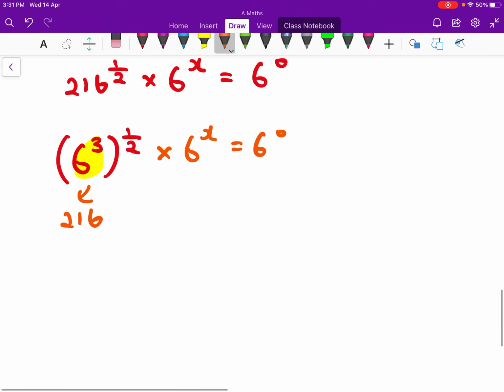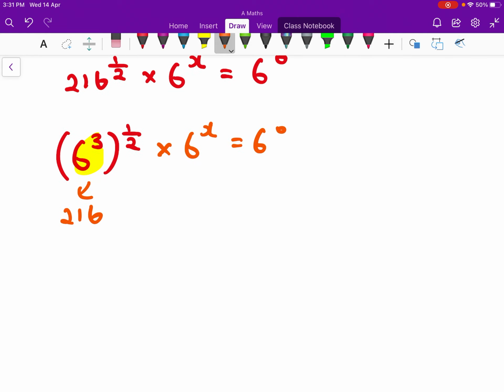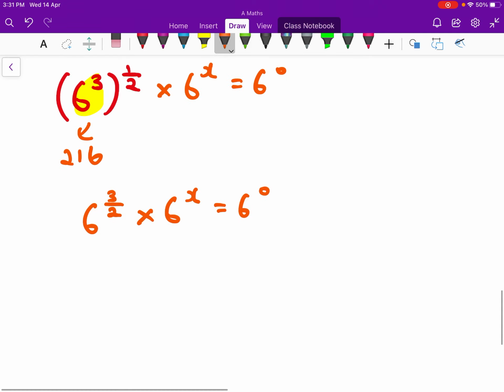Let's manipulate further. You look at the bracket, 6 to the power of 3, bracket half. This is back to law number 3. So 6 to the power of 3 times half is 3 over 2, times 6 to the power of x, equal to 6 to the power of 0. Now the left hand side is back to law number 1. Multiply means plus. So 6 to the power of 3 over 2 plus x is equal to 6 to the power of 0.